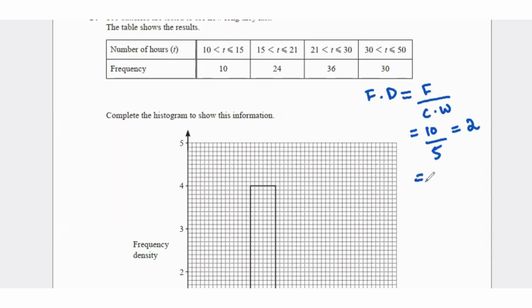Then for the third one, frequency is 36. Class width is 9. So that's going to be 4. And for the last one, 30 is the frequency and your class width is 10. So that's going to be 3. So 2, 4, and 3.